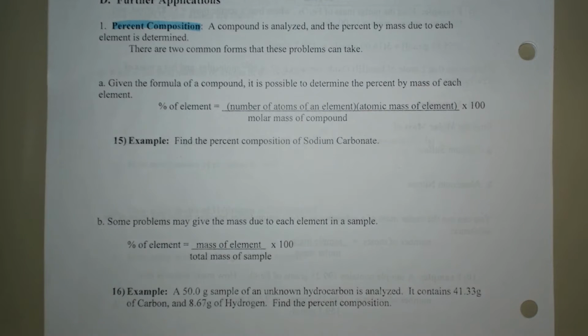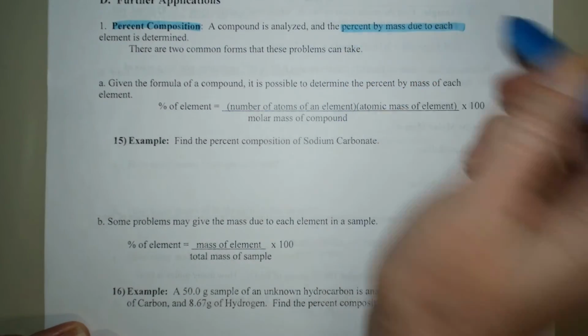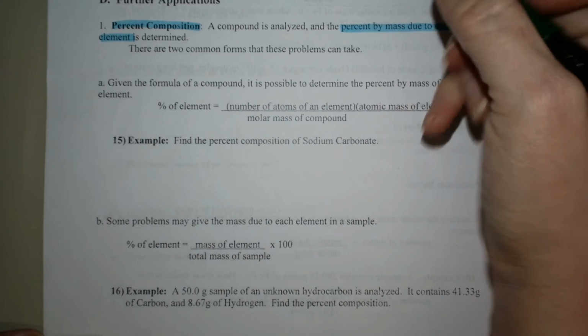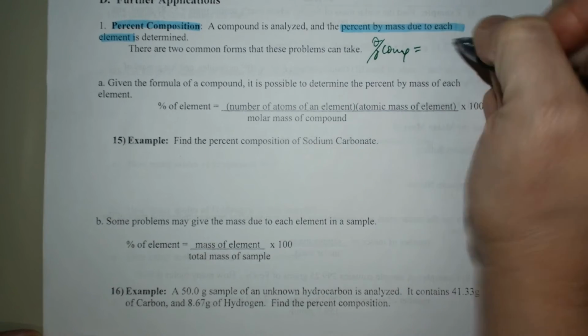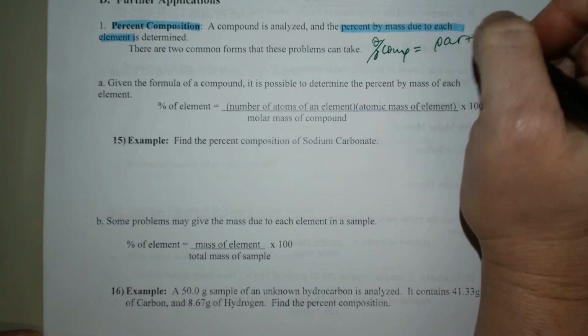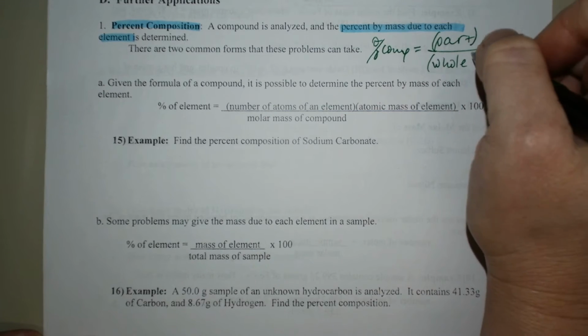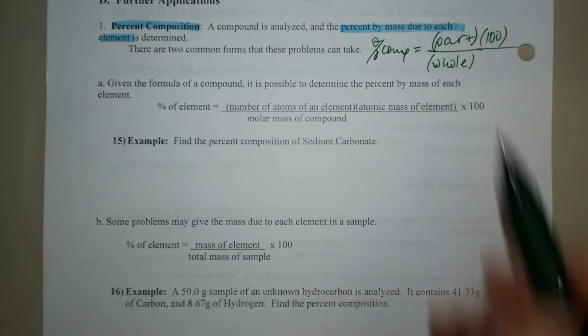Okay, so we're doing percent composition. It's the percent by mass due to each element. It says there's two forms this can take, but really the general form, your percent comp, is just the part over the whole thing times 100. That's it. It's the part over the whole times 100.